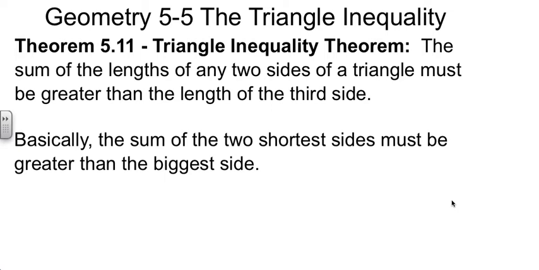Okay. This technically calls for doing 3 checks. Side A plus side B has to be bigger than C. Side A plus side C has to be bigger than B. And side B plus side C has to be bigger than A. We can really get away with only checking one of these things. Take the two small ones and add them together. They have to be bigger than the big side.